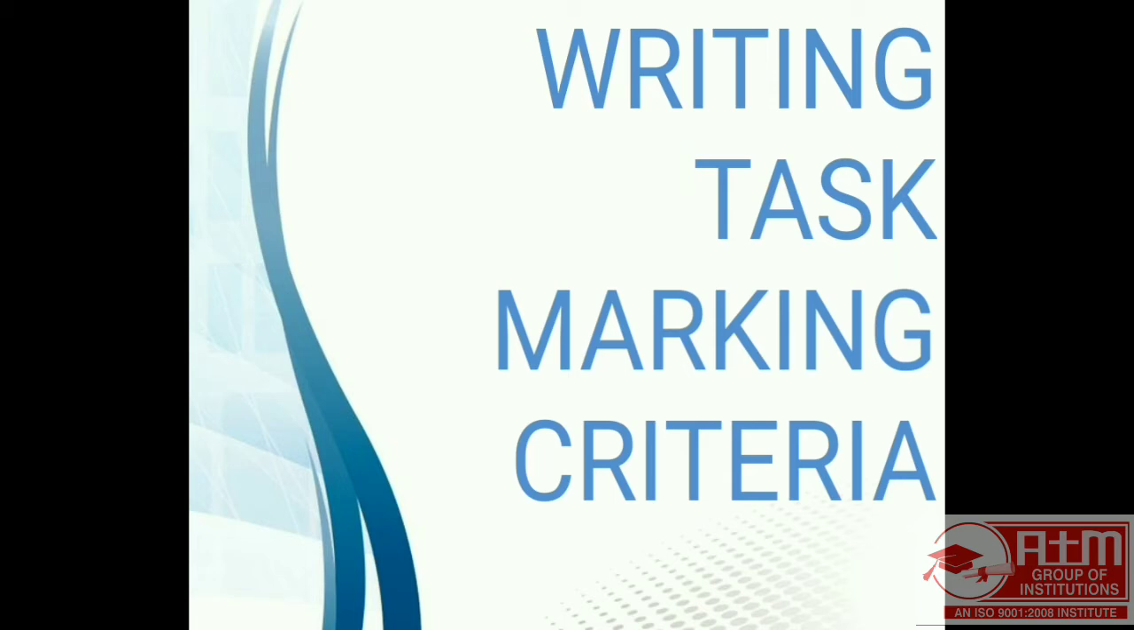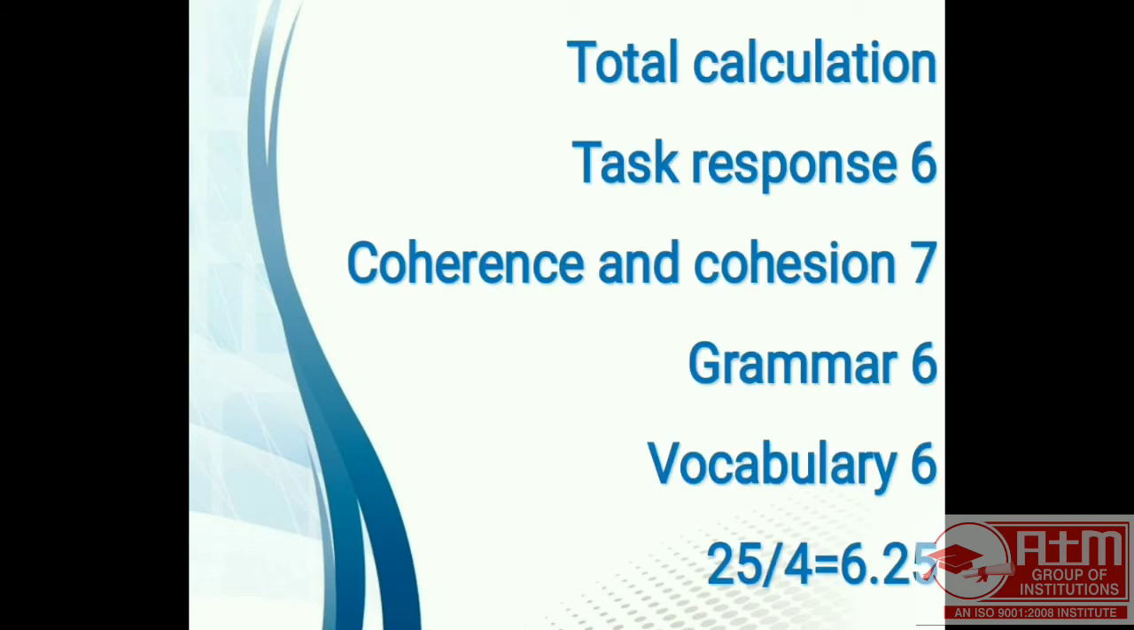Marking criteria means what are the examiner's expectations. What you are writing is not important. What the examiner is checking is more important. So what is the examiner's criteria? The examiner is giving you different types of tasks: task response, coherence and cohesion, grammar and vocabulary.